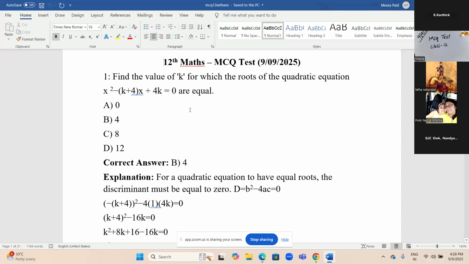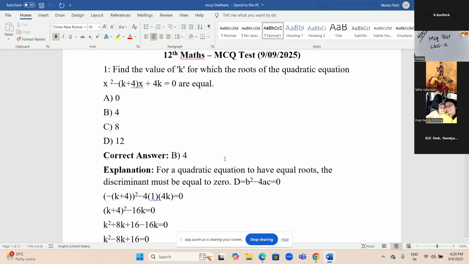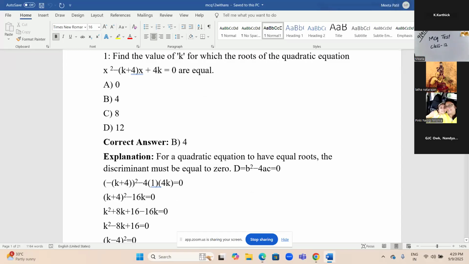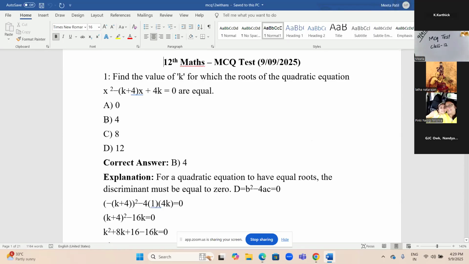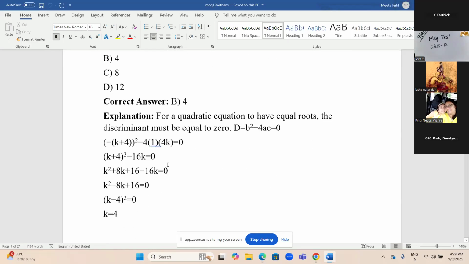Okay, so here you have the first question. What you have to do is the discriminant must be equal to 0. So we take D = b^2 - 4ac = 0. We write this equation as (k + 4)^2 - 4(1)(4k) = 0. If you solve this, you are going to get the k value as 4. That is, your correct answer is option B. Option B, 4, is your correct answer for the first question.